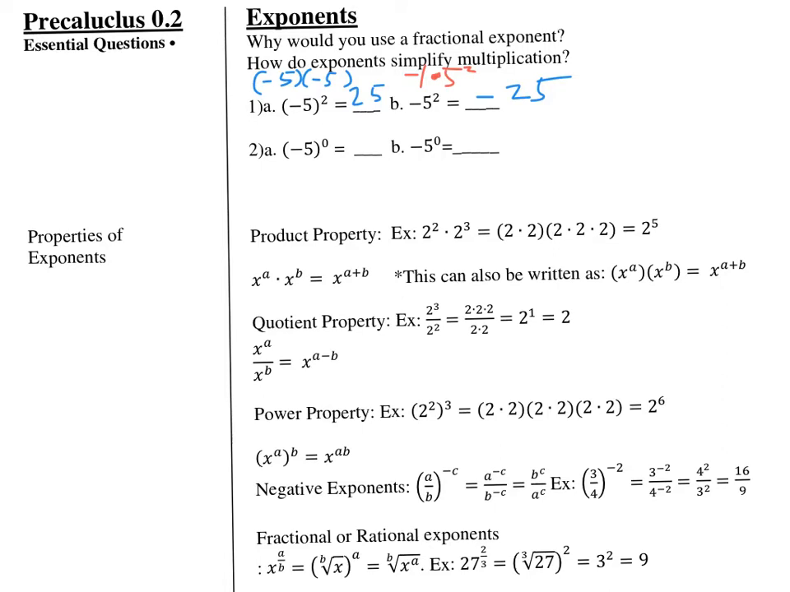So if it's just a negative there, you've got to think of that as a multiplier, whereas if the negative is in the parentheses, we know that just means multiply this particular negative number by itself.